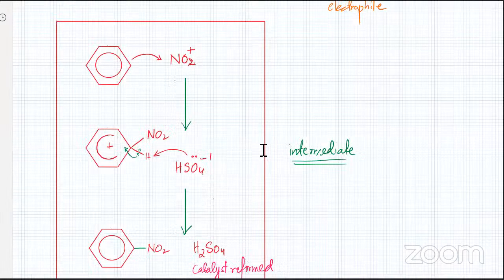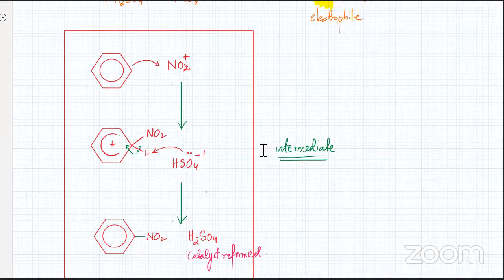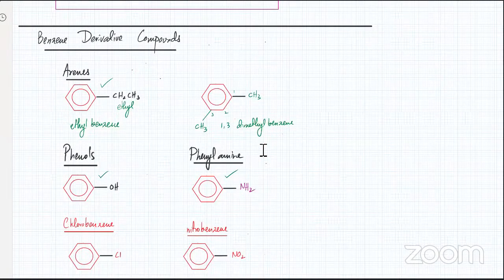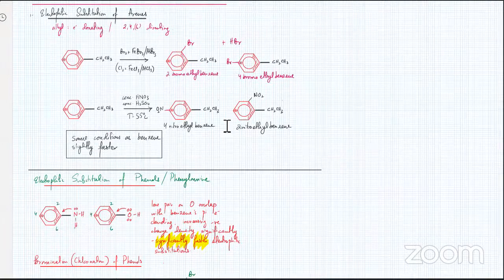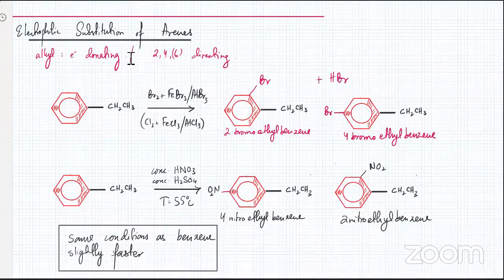Now benzene with a carbon chain is like a normal benzene. Although the carbon chain has an electron donating effect, the conditions are the same as benzene. The only thing that will happen is that it's going to be very slightly faster. That's it. The reaction conditions are kind of the same.